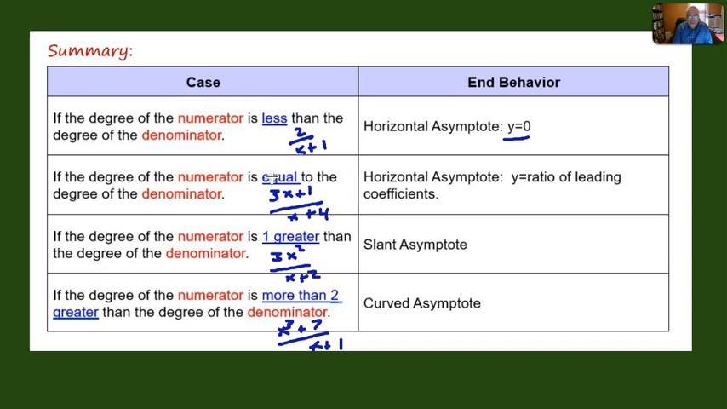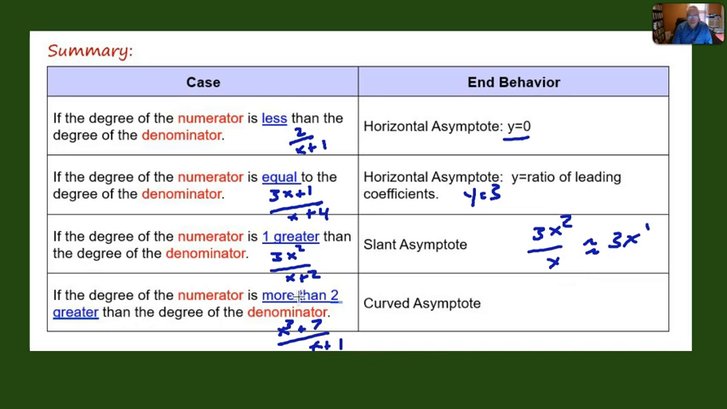If they have equal degrees, like the degree of the numerator is 1 and the degree of the denominator is 1, then it's just the ratio of the leading coefficients. So in this case, it would be y equals 3. We saw this a lot when we were doing simple rational functions. If the degree of the numerator is 1 larger than the denominator, like this one, this is quadratic and this is linear, then we're going to have a slant asymptote. Because when we do the canceling, like 3x squared over x, we're going to get an x in the numerator, and that means it's a linear function. We get an x to the first.